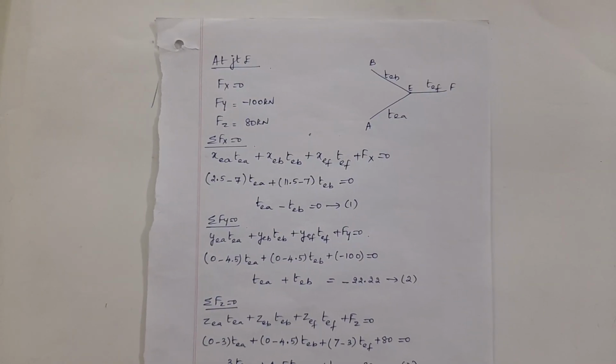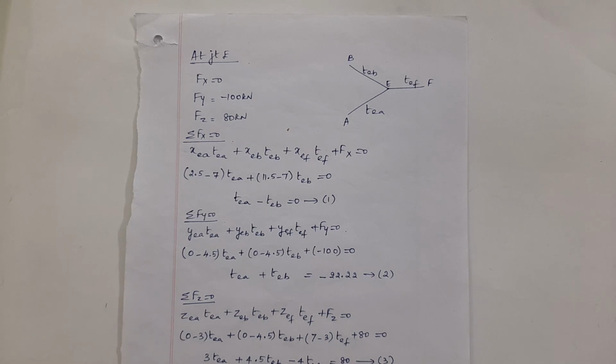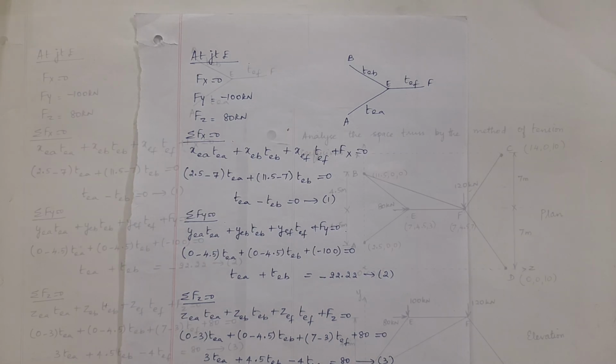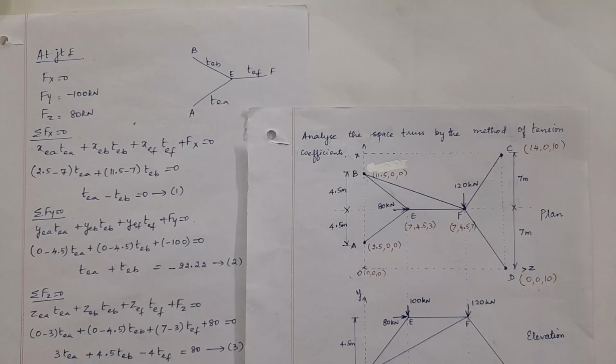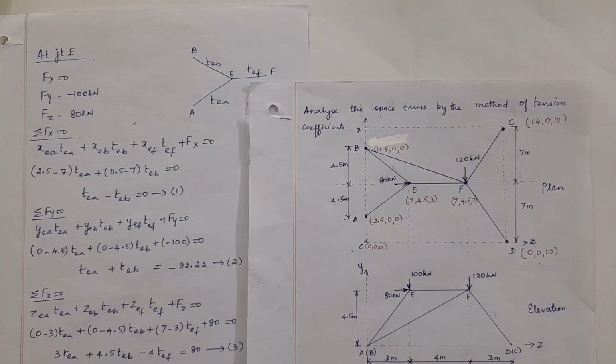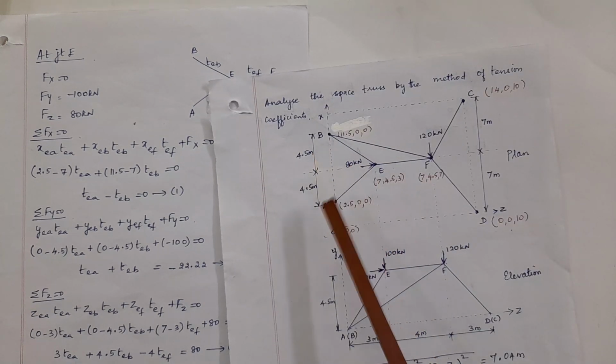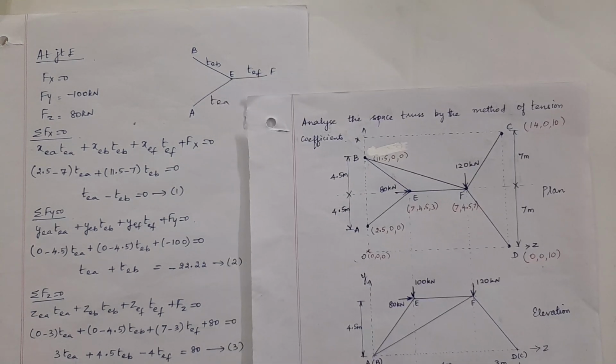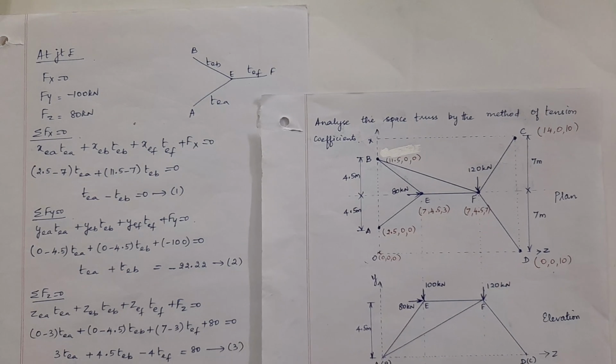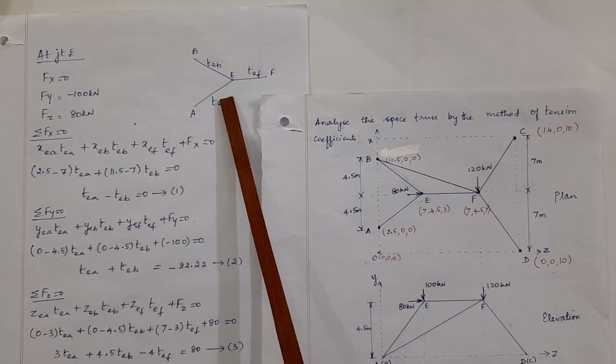So let us begin analysis from a joint where we have three member forces as unknown. Hope you can see the given diagram. We are going to begin with a joint where we have three member forces as unknown. Let me start from joint E. So at joint E, we have EB, EA and EF. That is what is mentioned here.